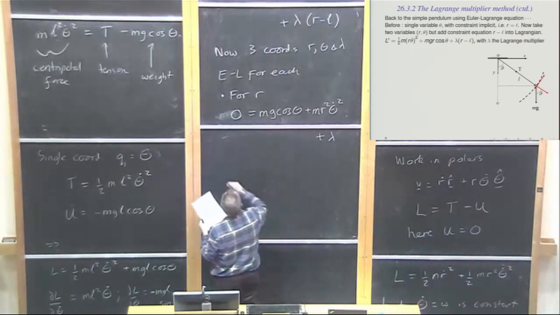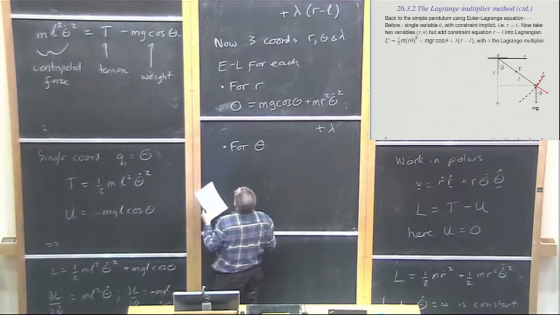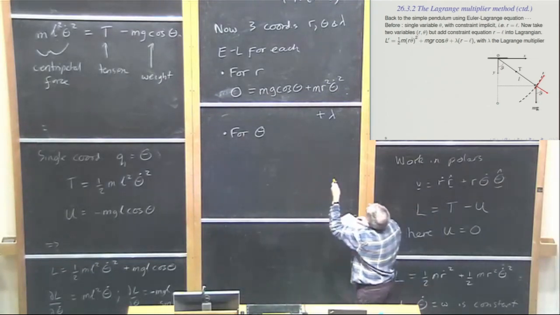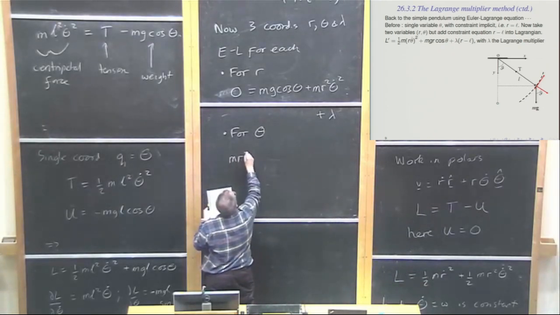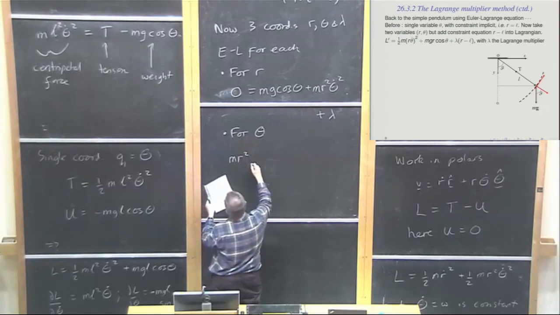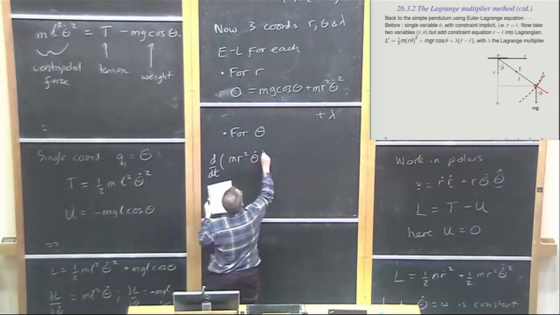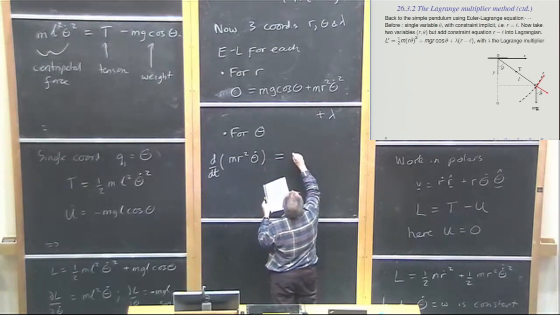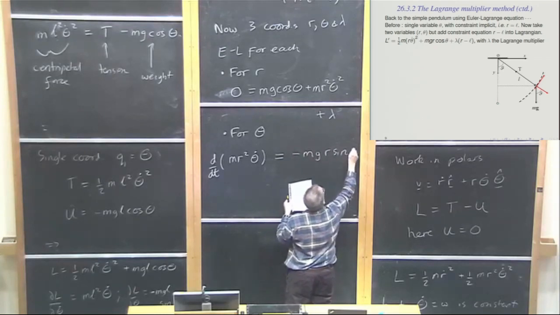So for theta, what do we know? Well, we must differentiate with respect to theta dot and then with respect to time. So we have the time derivative of m r squared theta dot, and that is equal to minus m g r sine theta.